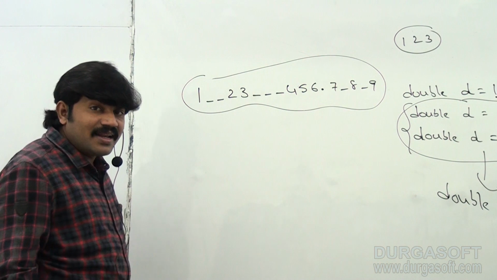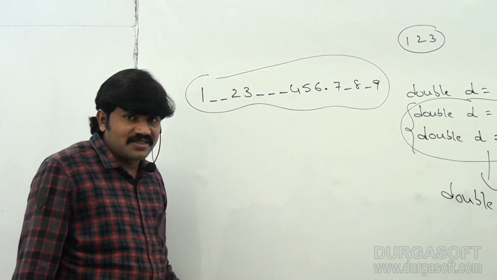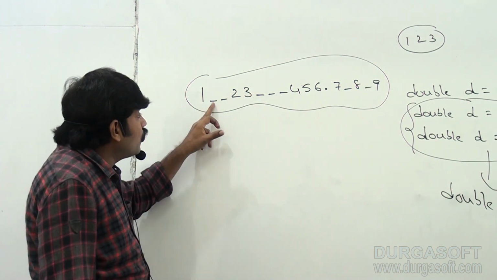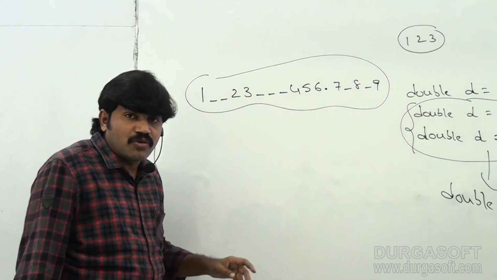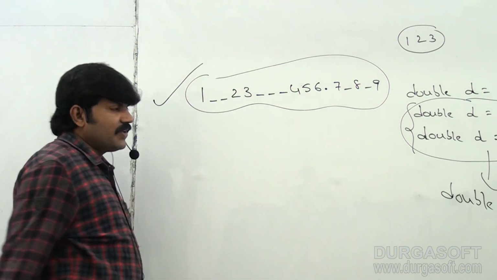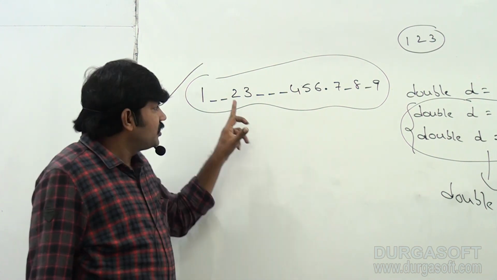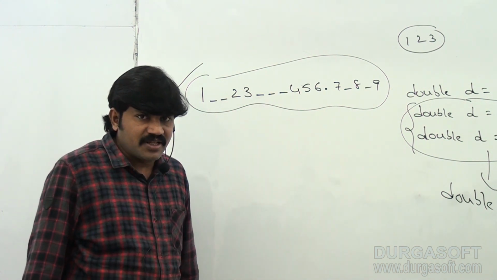Yes, you can add any number of underscore symbols between the digits. Don't think, sir, that only 2 underscores, or only 3, or only 1 are allowed. Any number of underscore symbols you can take. Yes, it is valid. Any doubt? Clear, right? So is it possible to add multiple underscore symbols between the digits or not?